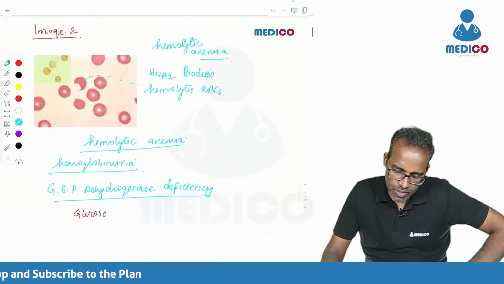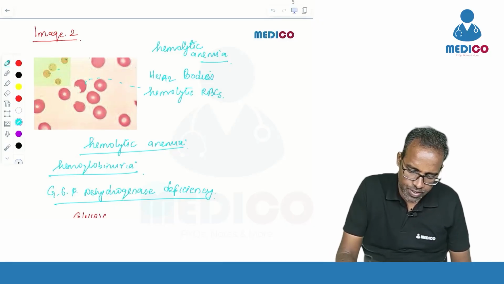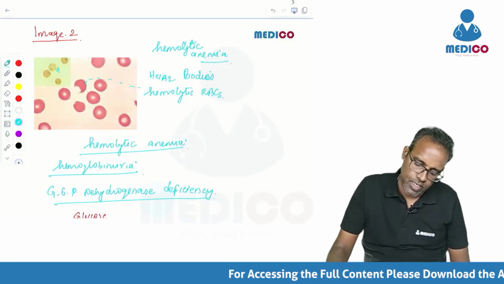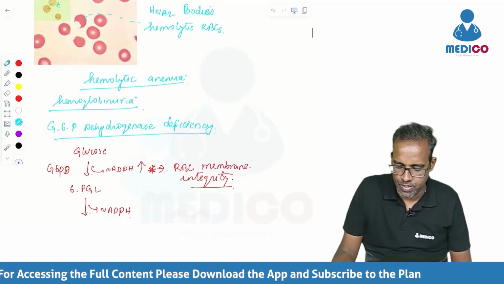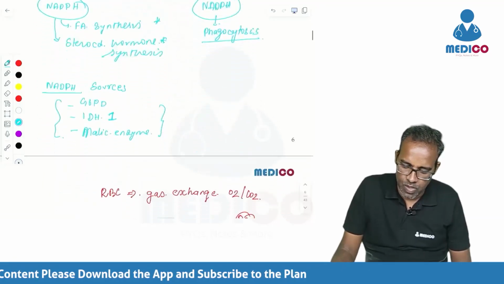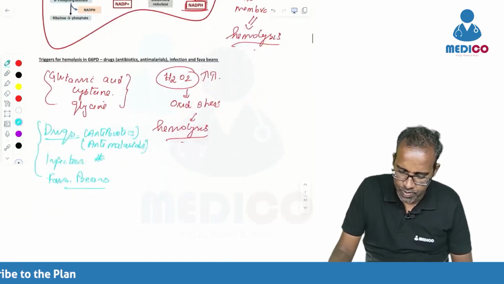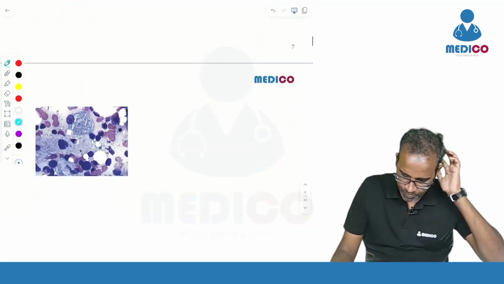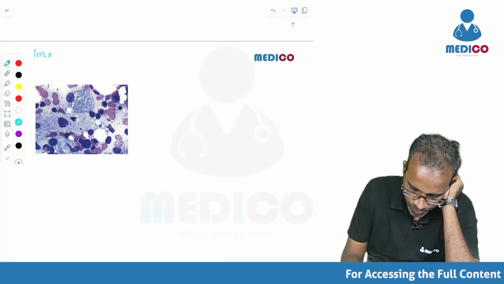Okay, so coming back to the picture, there's a picture of hemolysis showing Heinz bodies here, and there are some hemolytic RBCs seen here. The classical condition that can cause hemolysis like this is G6PD deficiency. We know how G6PD deficiency causes hemolysis. We just explained it, in which glutathione plays a very important role. Now the next figure is image number 3.